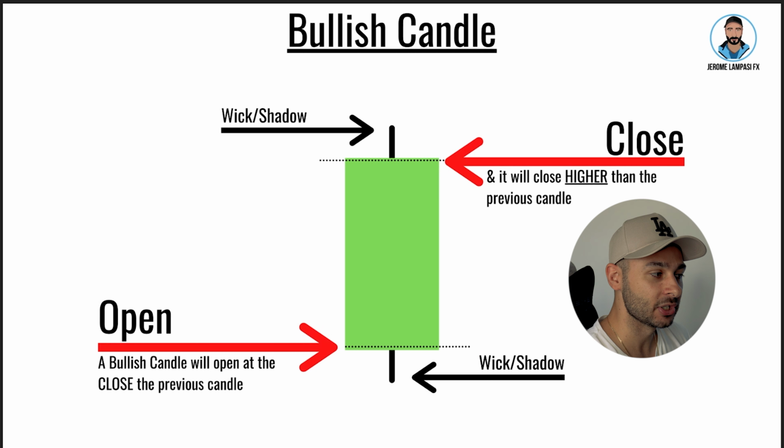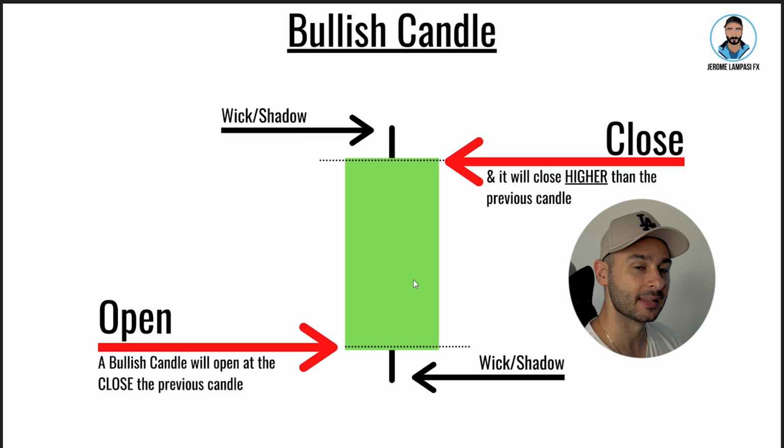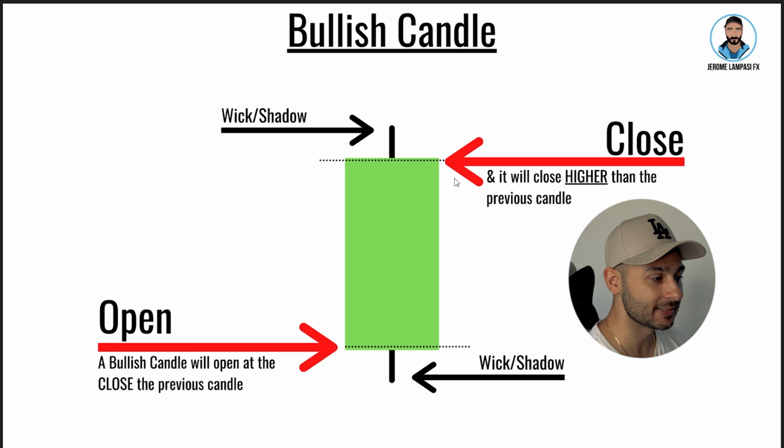This is a bullish candle. So as you can see, the exact same, just inverse. This is going up. Bullish buyers are interested. So as you can see here, wicks to the upside, wicks to the downside. You have the open and the close at the top. So the open is at the bottom. A bullish candle will open at the close of the previous candle, and it will close higher than the previous candle's close, sorry.